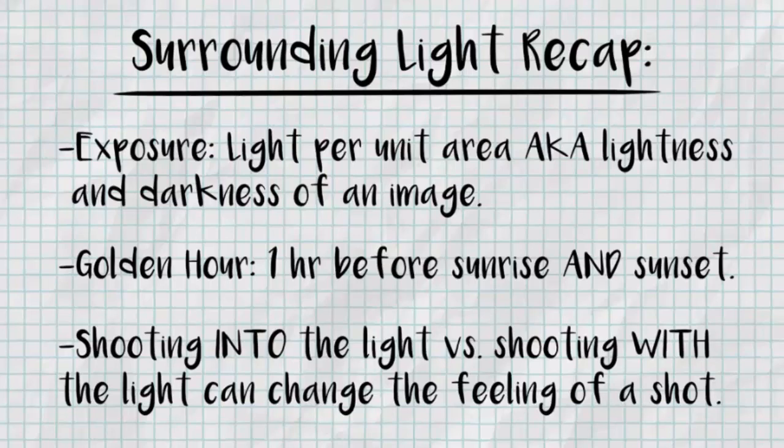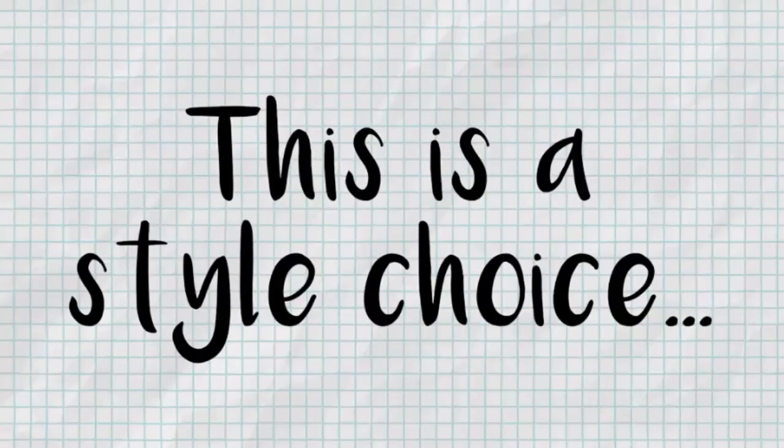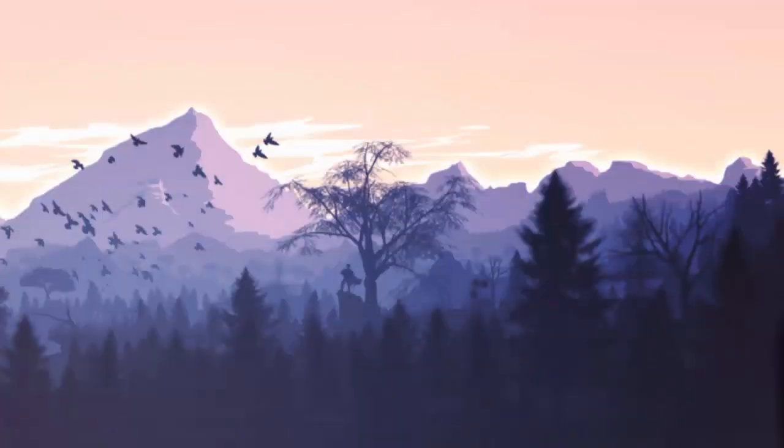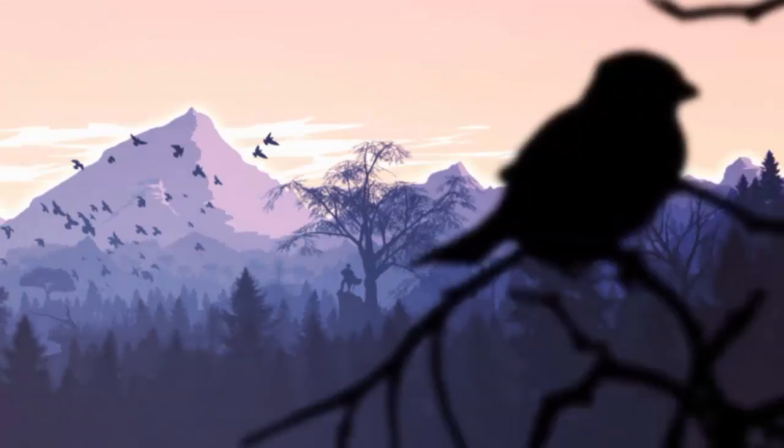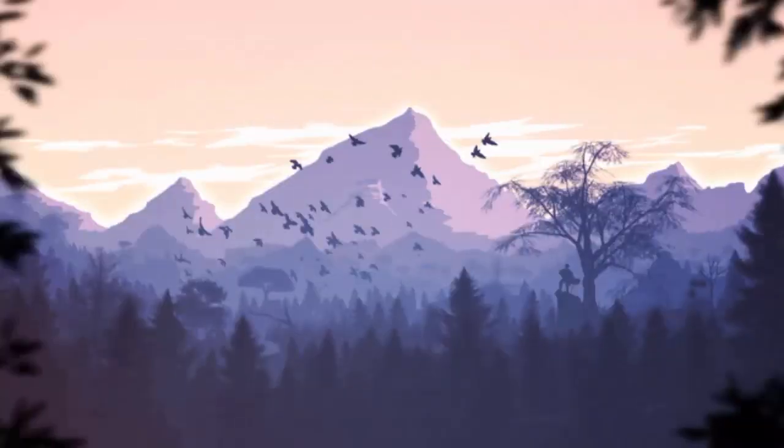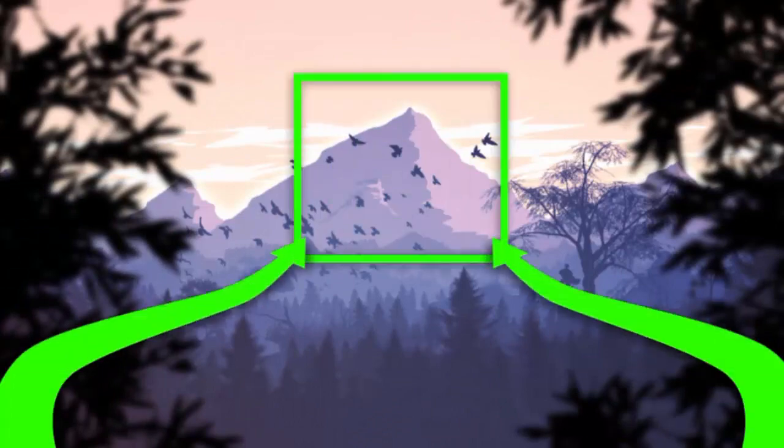Next, we're going to talk about filling the frame. This is a style choice that is done by positioning more objects in the foreground of the image to create a much fuller shot and draw your eye closer to the subject. The foreground is the front of the image. Foreground versus background. Pretty standard.